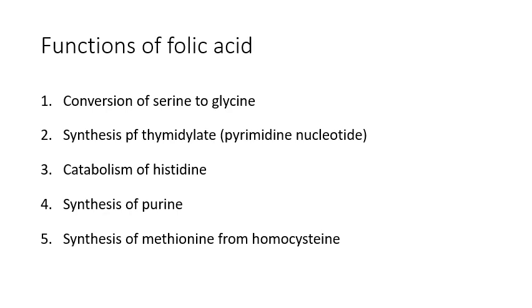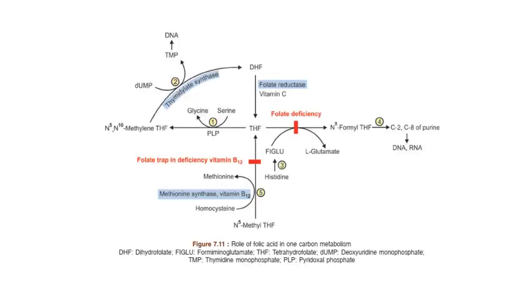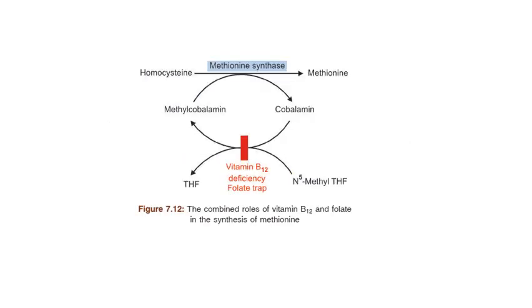Now in detail about the functions of folic acid, it is mainly involved in the conversion of serine to glycine, synthesis of thymidylate, which is one of the pyrimidine nucleotides, catabolism of histidine, synthesis of purine, and synthesis of methionine from homocysteine. Now let's see these one by one. So this is all about the biochemical functions of folic acid.